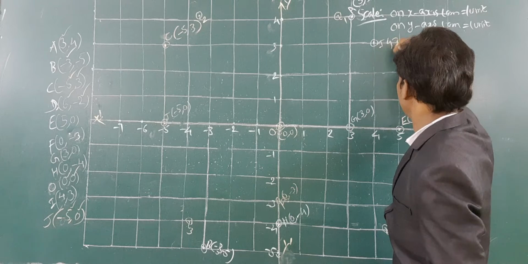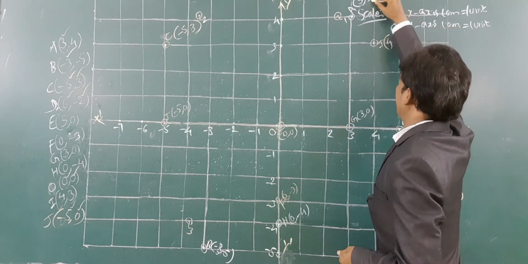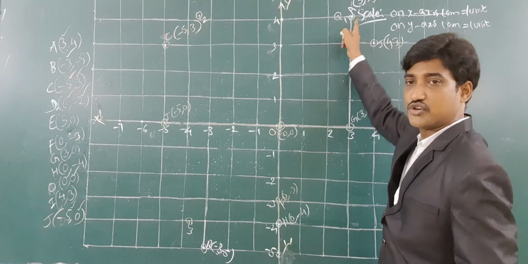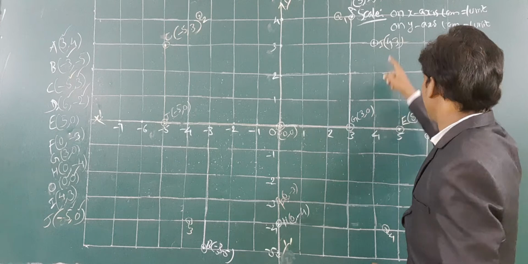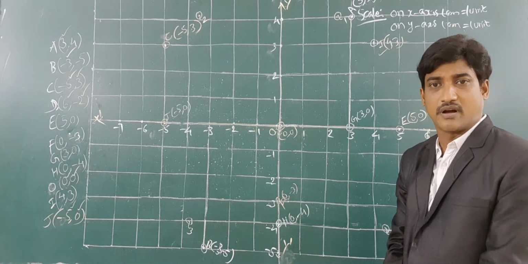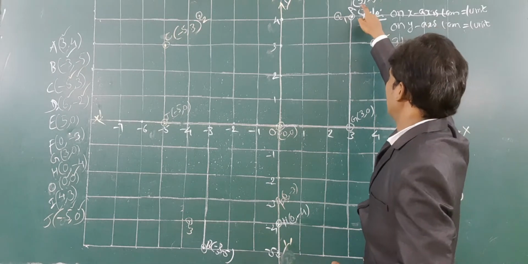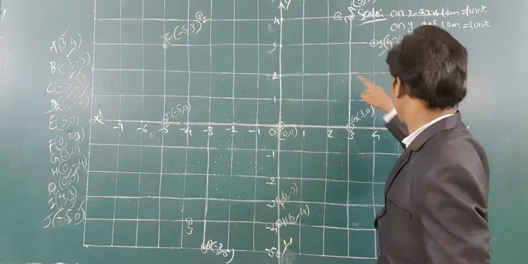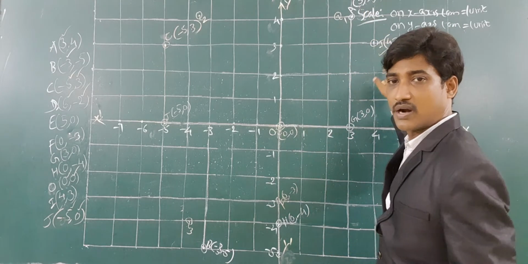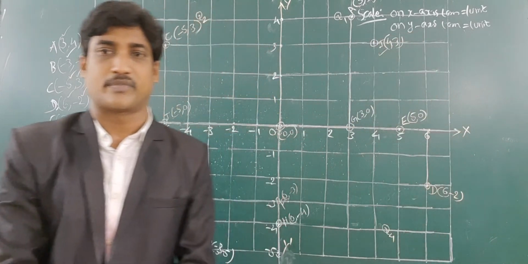So from this we can come to know that the ordered pair (3, 4) takes a different position, and the ordered pair (4, 3) is at a different position on the graph sheet. So in general, ordered pair (3, 4) is not equal to ordered pair (4, 3). Ordered pair (a, b) is not equal to ordered pair (b, a) unless a is equal to b.